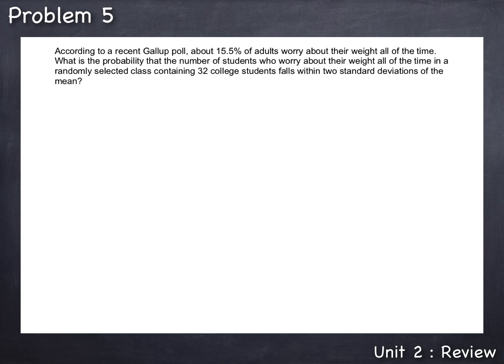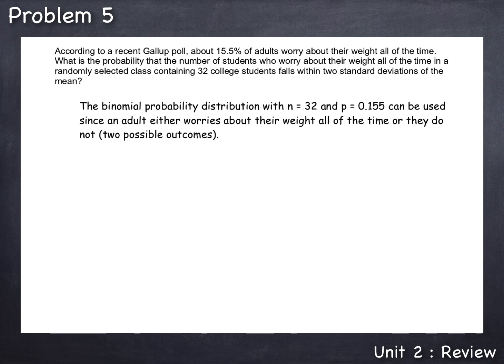So to answer this question on what is the probability, we recognize that since an adult can either worry about their weight all the time or they don't, that is, there's just 2 possible outcomes, we can use the binomial probability distribution to answer this question. The binomial probability distribution requires the input of 3 variables, n, p, and x. Here, n, the sample size, is the randomly selected class containing 32 college students. And p, the proportion, is the 15.5% or 0.155 decimal of adults who worry about their weight all the time.